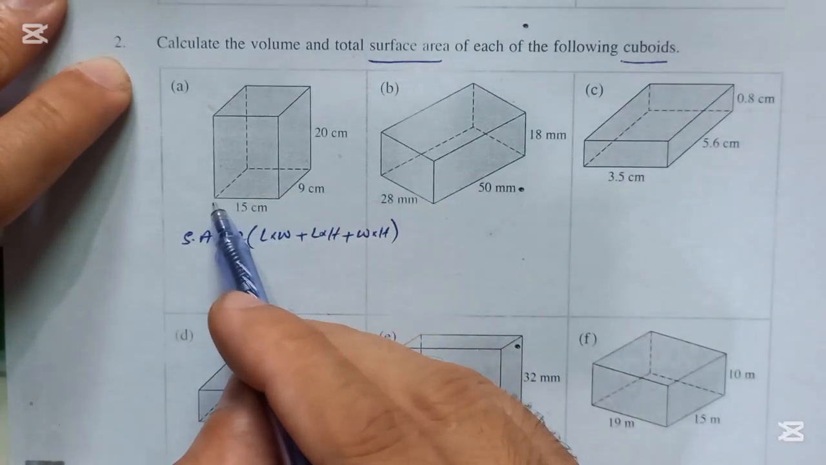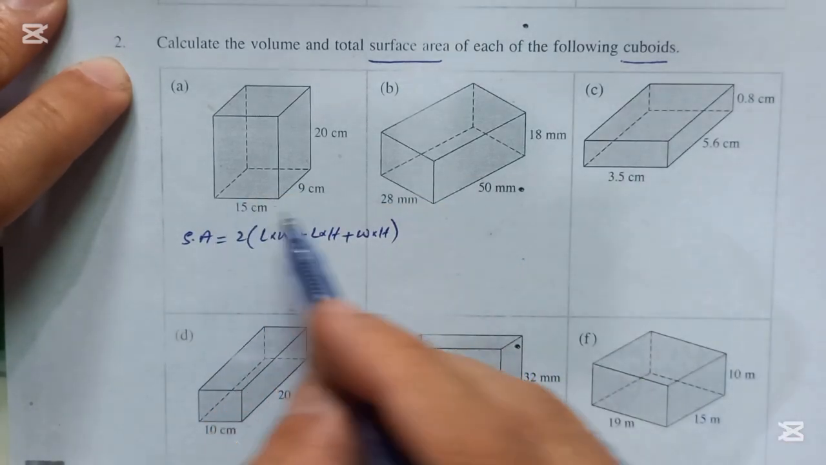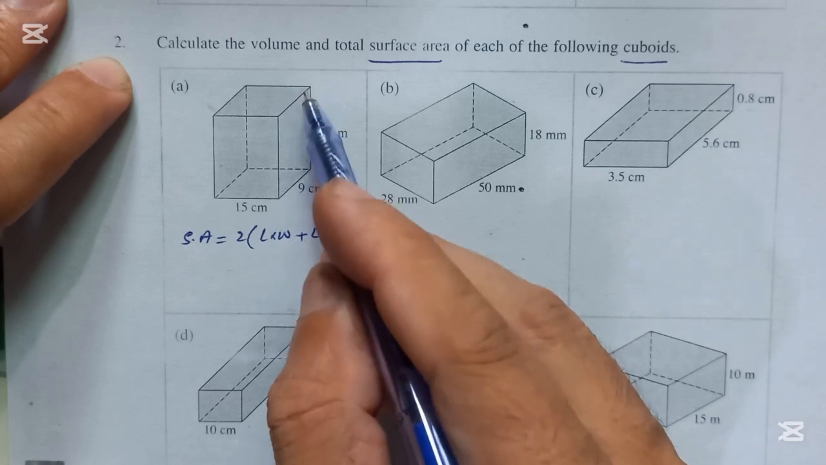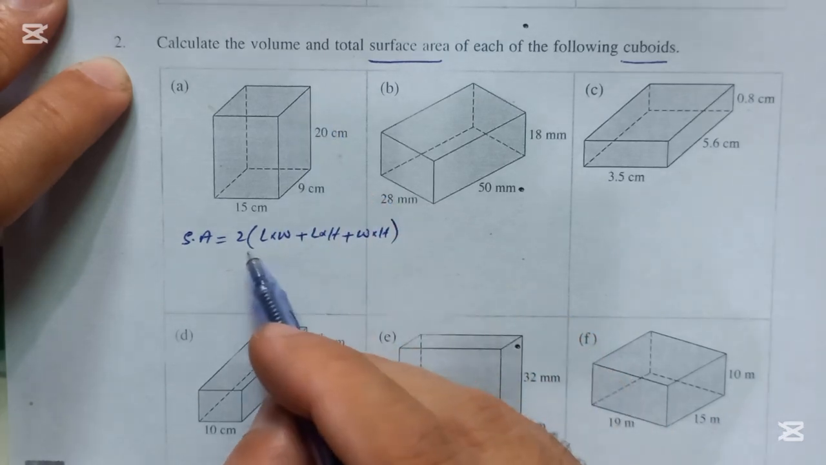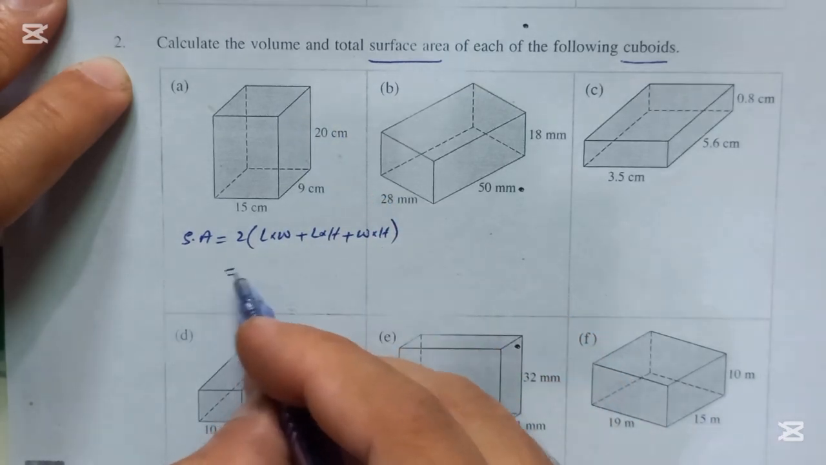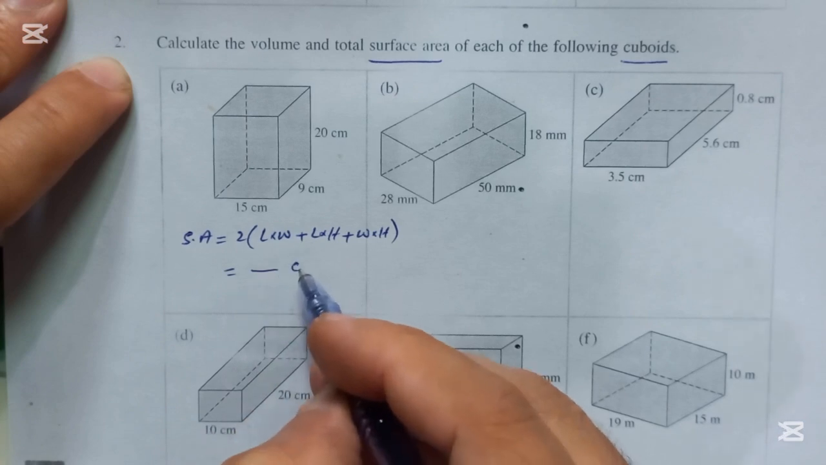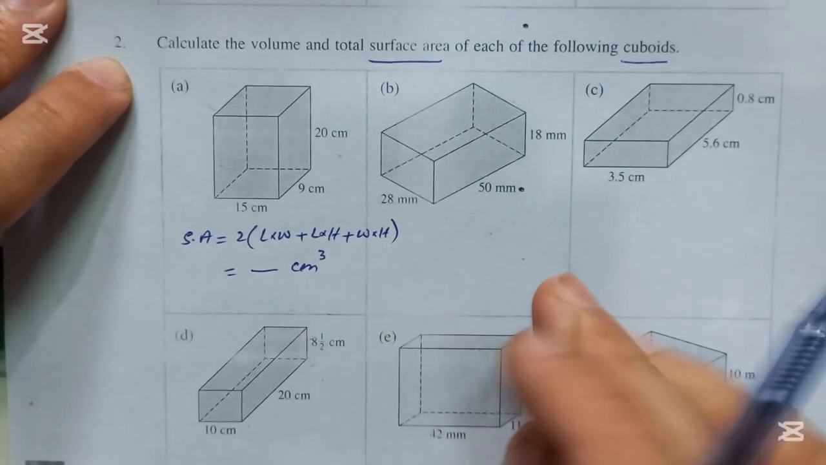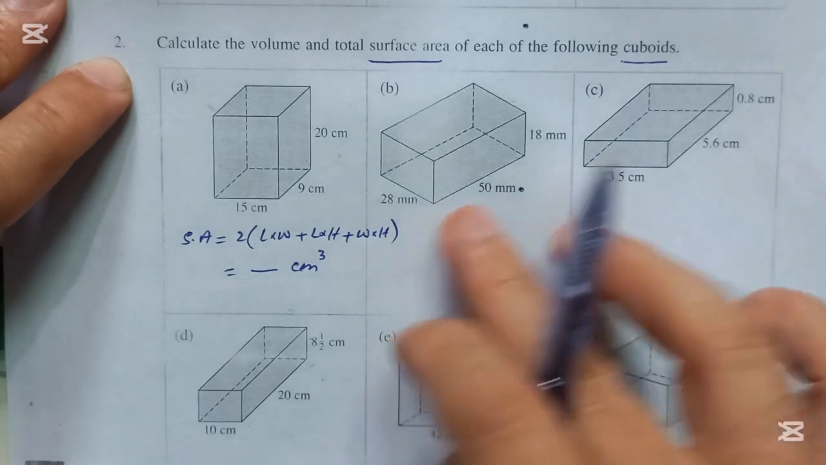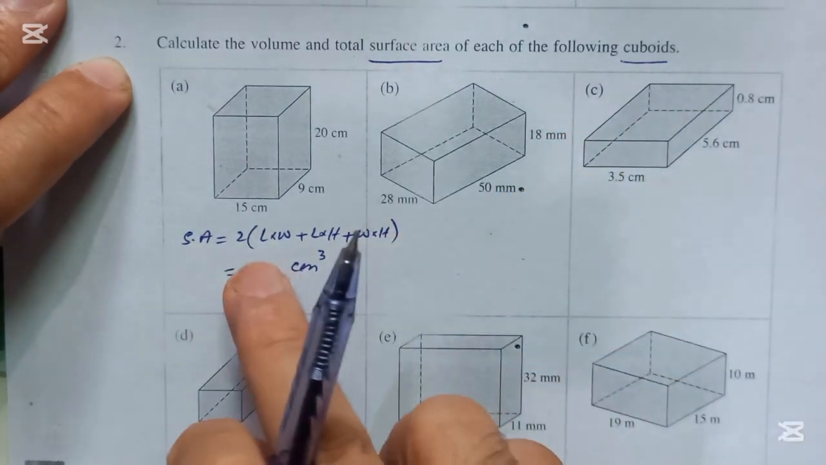In this cuboid, the length is 15, width is 9, and height is 20. So put these values into the formula, you will get the answer. Unit will be centimeter square. These parts are the same, only the values are different. Just put these values into the formula.